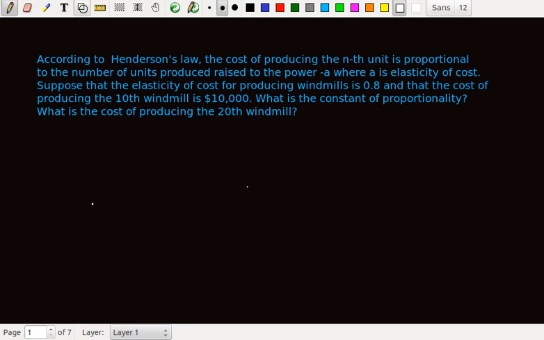In this video, we give an example of a power function in a word problem. In this word problem, we're dealing with economics. In particular, we're going to be producing windmills.